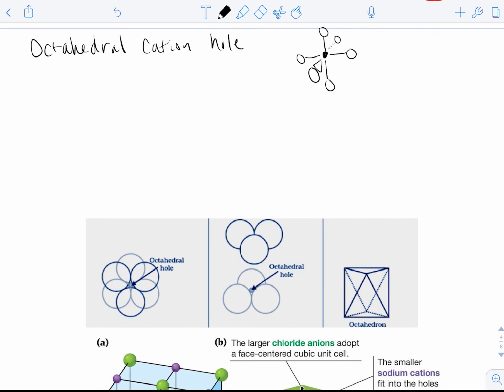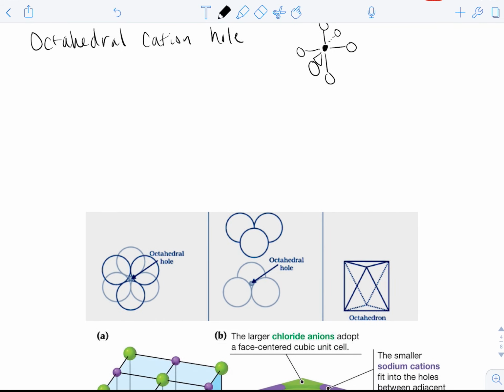So here's what that looks like. We have our octahedral cation surrounded by 6 anions. So we have a coordination number for our cation equal to 6. I think I might have said 8; I didn't mean to. So we have 1, 2, 3, 4, 5, 6 anions surrounding our cation, and it makes an octahedron shape, which is why we call it octahedral.